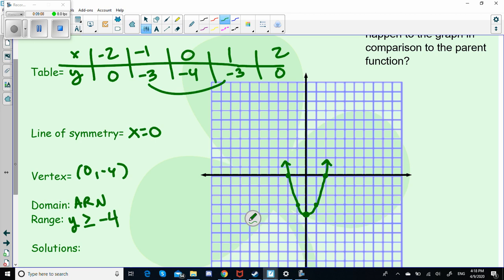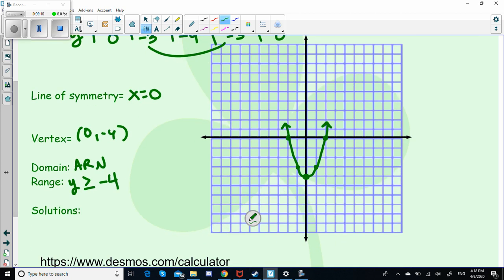Now on this one I do have solutions because the parabola crosses here at 2 and negative 2. And those are my solutions, or my roots, or my zeros. So my solutions here are 2 and negative 2. And I'm going to put those in a bracket, not an ordered pair, because they are a set, not an ordered pair. All right, let's try another one.